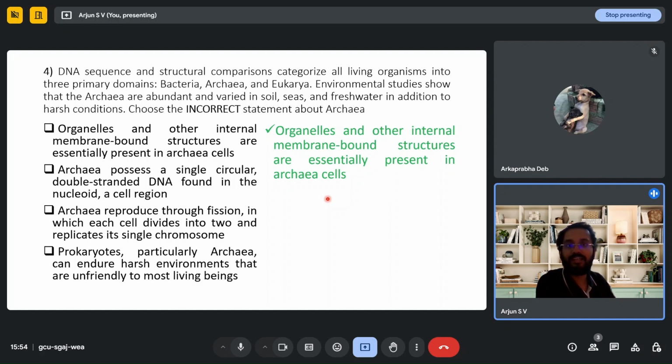So, archaea are somewhat of a bridge between bacteria as well as eukaryotic organisms, but that didn't mean that they had the advanced organelle system that the eukaryotic organisms possessed.